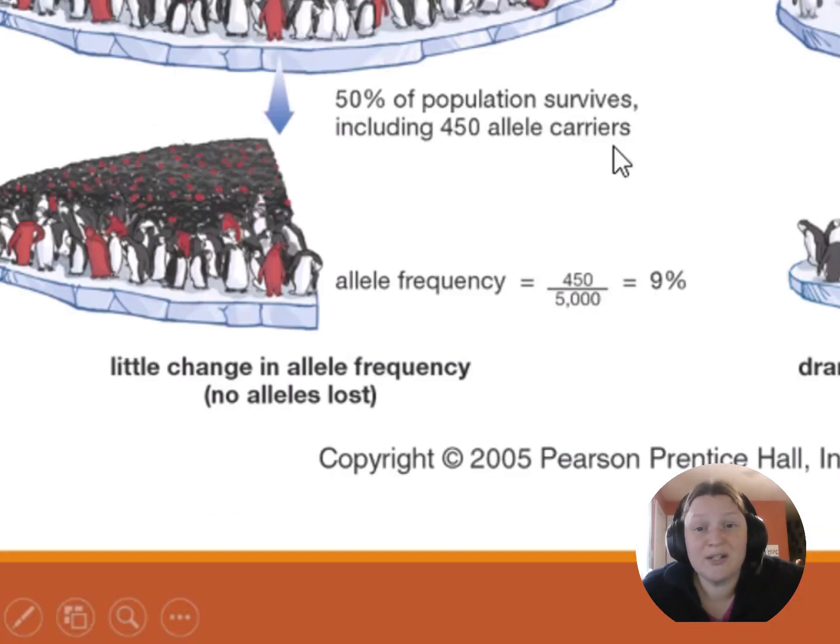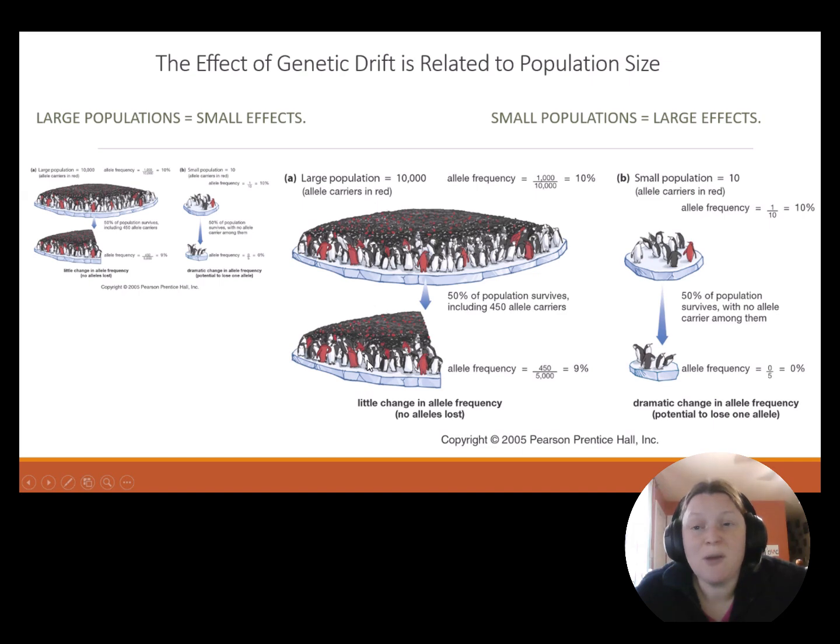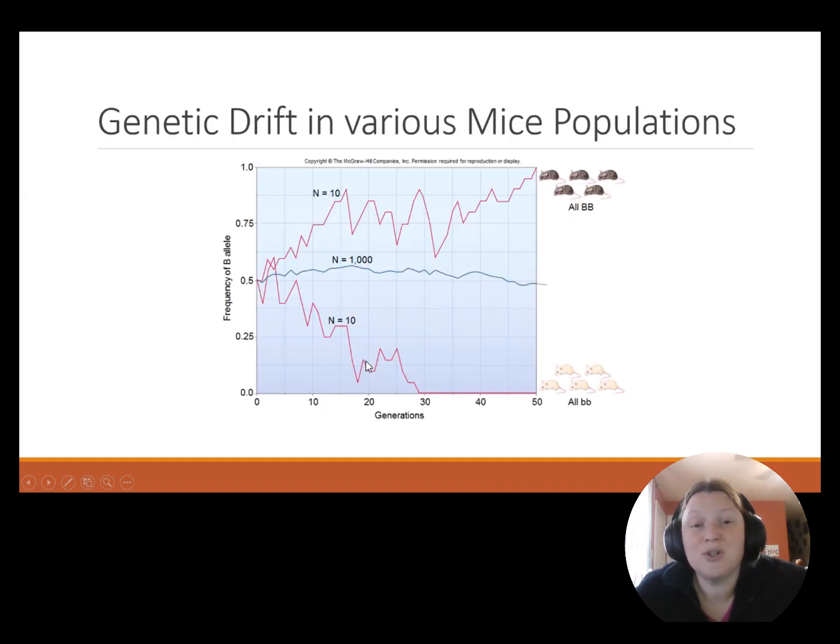So if we look at an example with the same allele of red, but our population is only 10 individuals this time, so one individual carries that red allele. We kill off 50% of our penguins. There's a pretty good chance that that red allele is going to get lost. It will die off with that red individual. So small populations have a larger effect seen because of genetic drift.